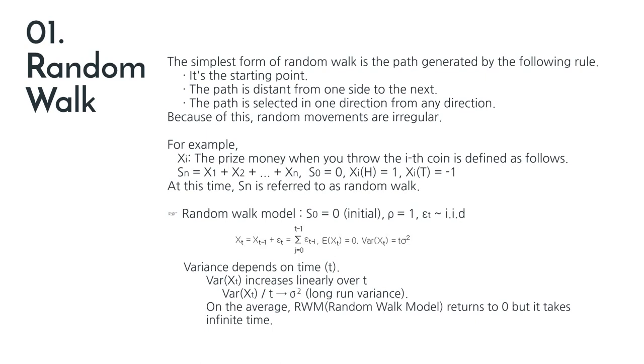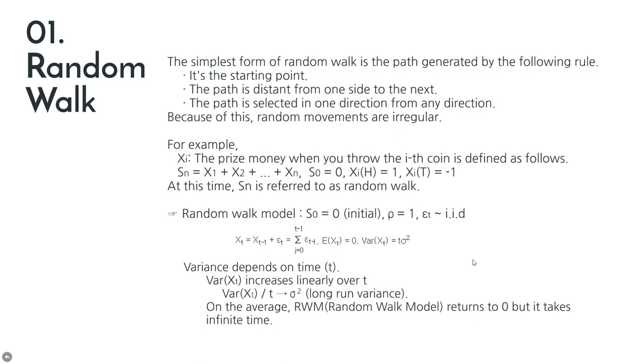For example, xi equals the prize money when you draw the ith coin, defined as follows. Sn equals x1 plus x2 plus ellipsis plus xn. S0 equals 0. xi equals 1 for heads, xi equals minus 1 for tails. At this time, Sn is referred to as random walk.